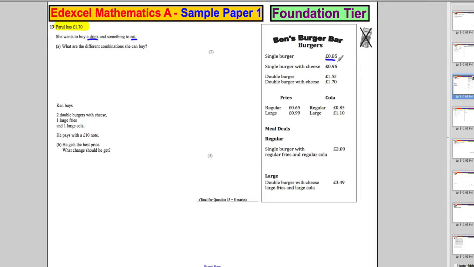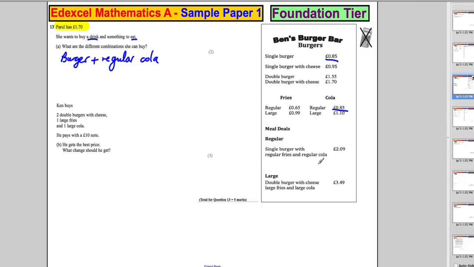She could get a burger, and she could get, where are the drinks? She could get a burger and a regular cola. Burger plus regular cola, because that adds up to £1.70. But she couldn't get a burger and a large cola. She couldn't get any of these meal deals.